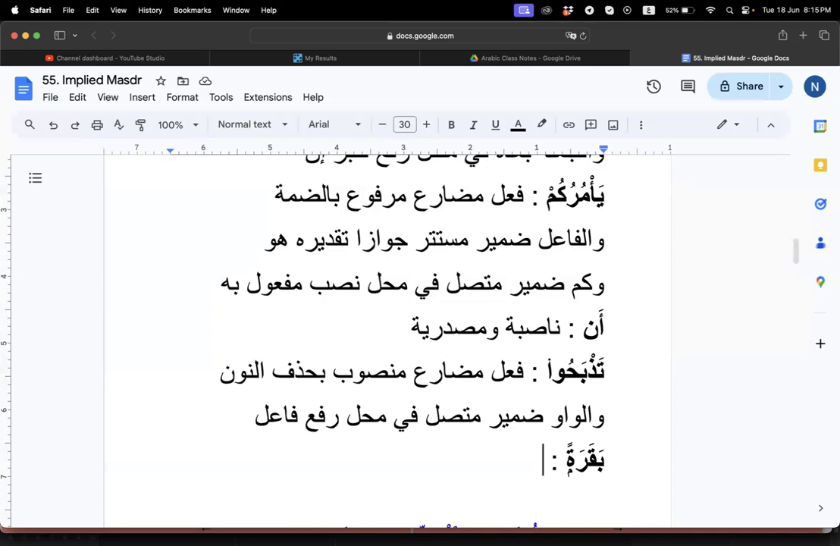And بقرة is مفعول to what verb? يأمركم أو تذبحوا. تذبحوا, yes. I just want to make sure we are clear, because there are two verbs here. Usually it's the closer one. This is a new part of the jumla already. Yes, and منصوب بالفتحة.